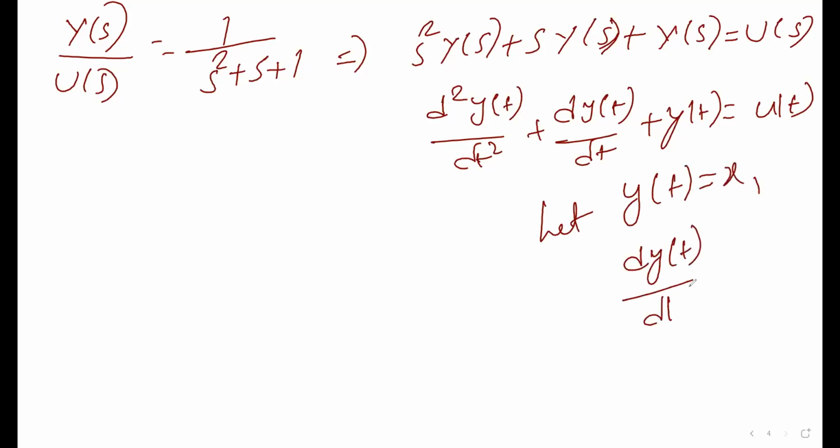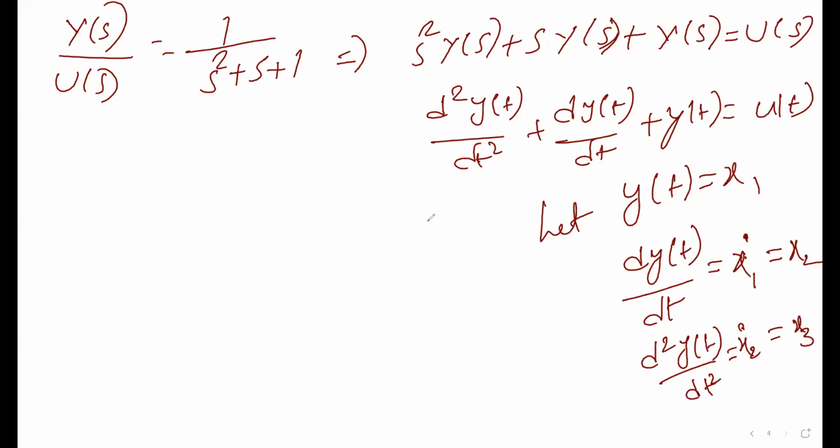What is dy of t by dt? x1 dot, which is nothing but x2. Very good. Next, d square y of t by dt square. x2 dot, nothing but x3, sir.